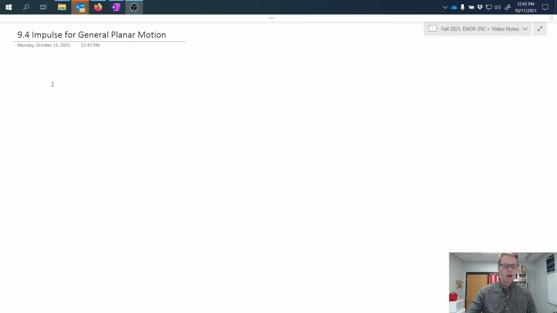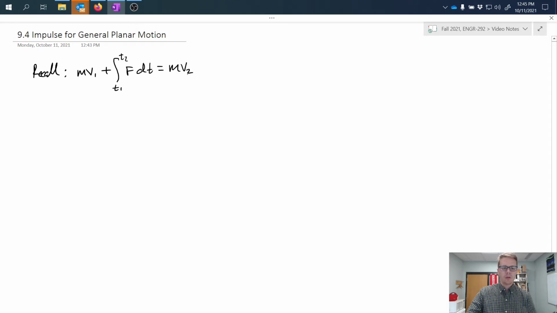So if we recall what we've seen before, in linear momentum we have mv1 plus the integration over time of some force being applied in order to get to the momentum in state 2. And remember that this middle term is the impulse. So that's what's being added to or subtracted from our system in order to change the momentum.